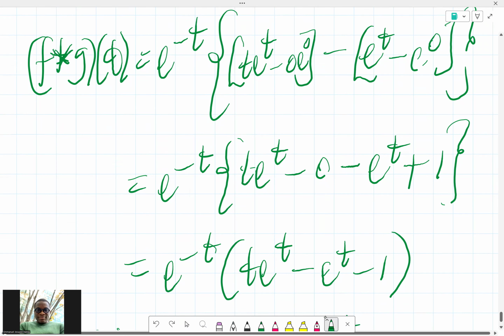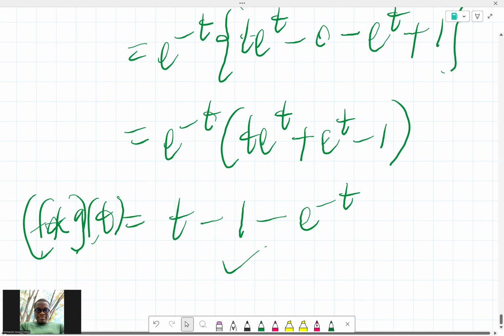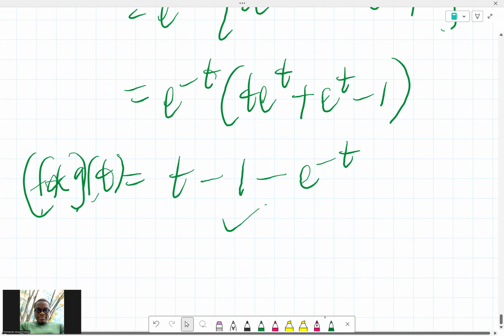Here is minus t. This is plus 1. Then when we multiply this, this is plus. Yeah, this is plus, so that this can now be plus. Yes, this is it.